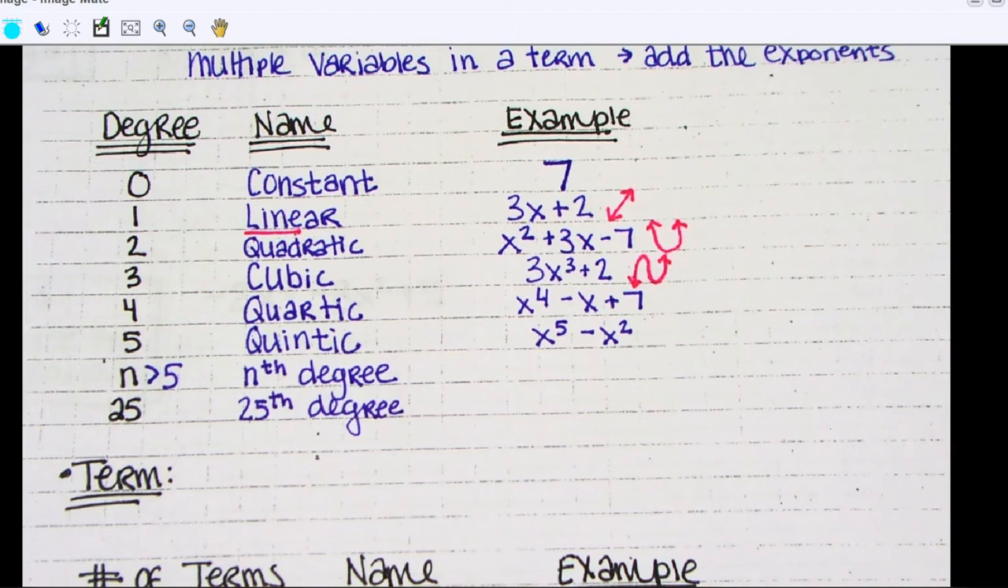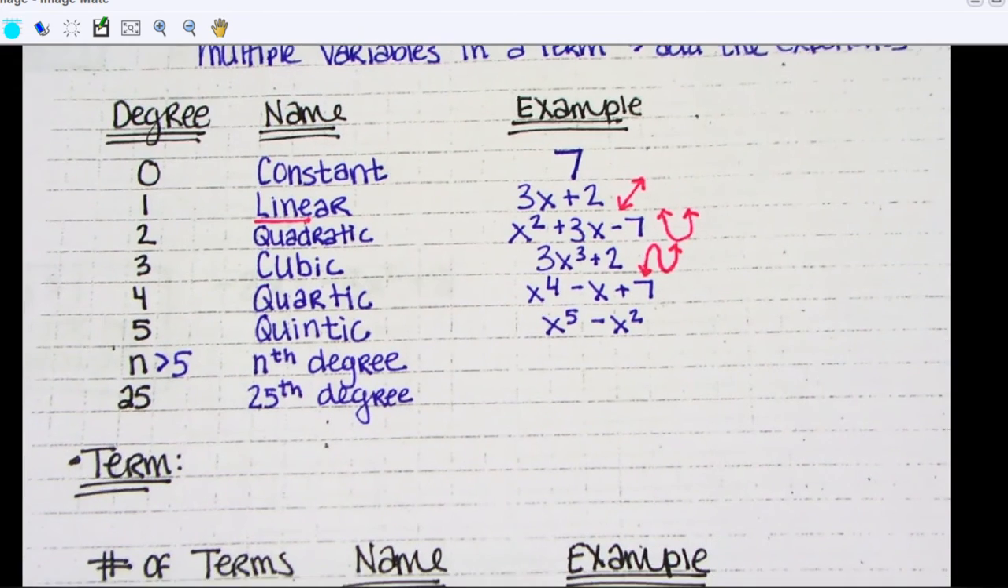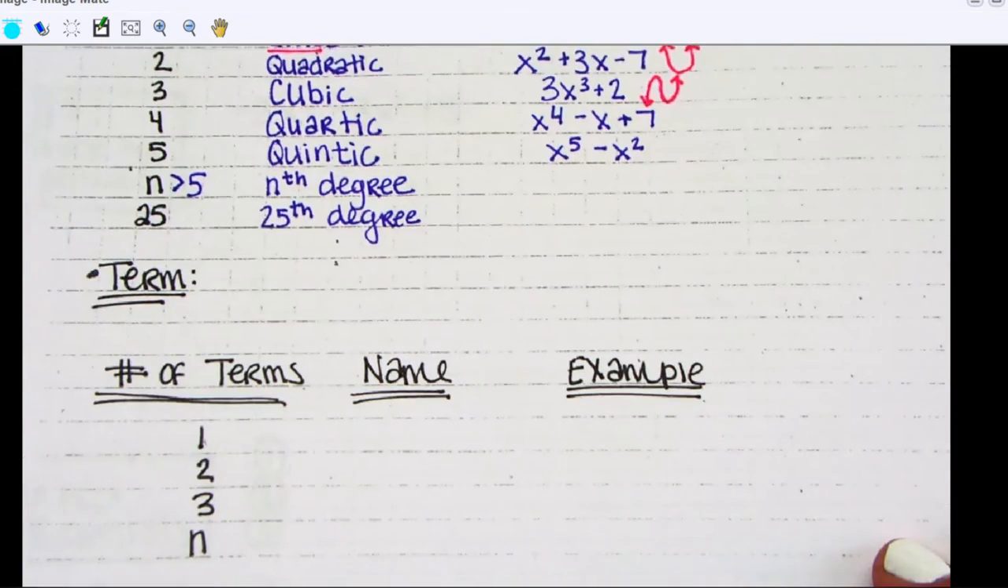So yes, there are names for things above 5, but you just don't need to learn them for the ACT, so we're not going to focus on that. Our goal is ACT. Okay? So that's how you name it based on degree. What's a term?